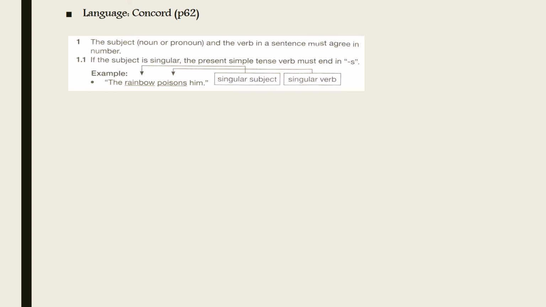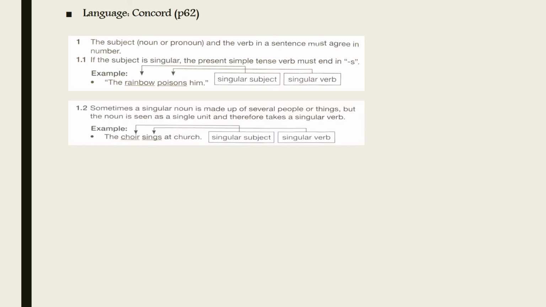If, however, our subject changed to a plural, for instance rainbows, then our verb would only have read poison, because we have a subject that's more than one. So then our sentence would have read, the rainbows poison him.